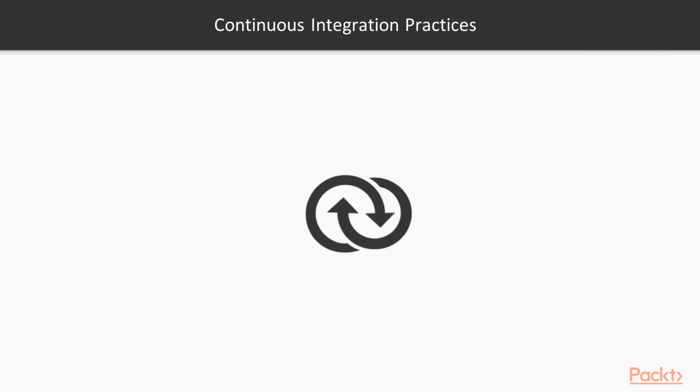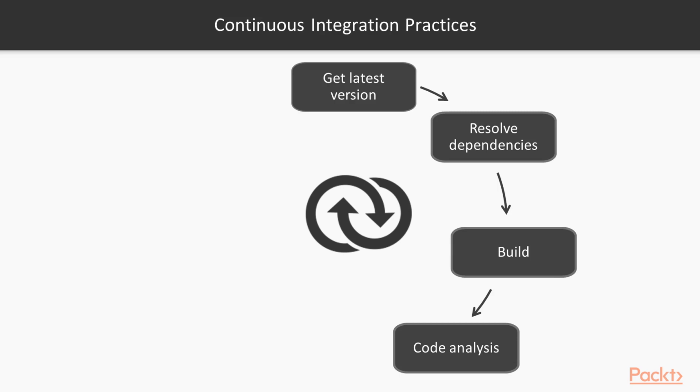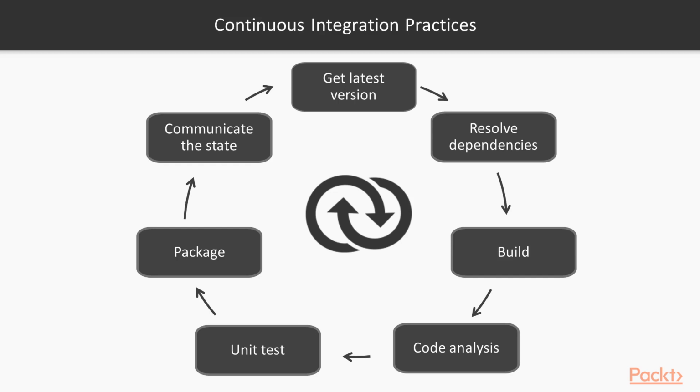A continuous integration build performs these functions. It pulls down the latest source code, resolves the dependencies, compiles all the projects, performs code analysis and code metrics checks, runs all the unit tests, creates an artifact that can be used for deploying the application using an automated release pipeline, and notifies the development team about any failure.